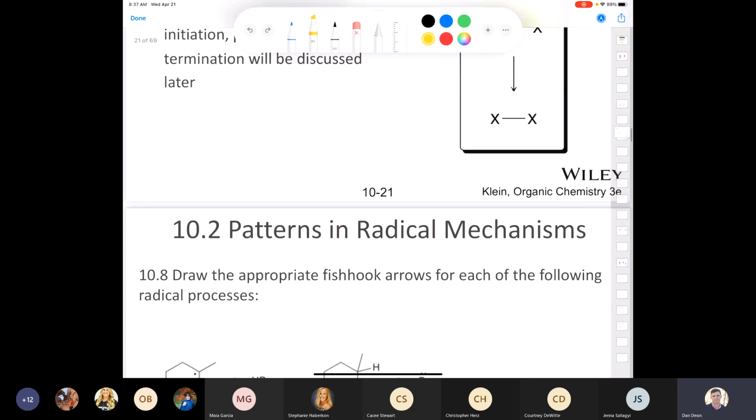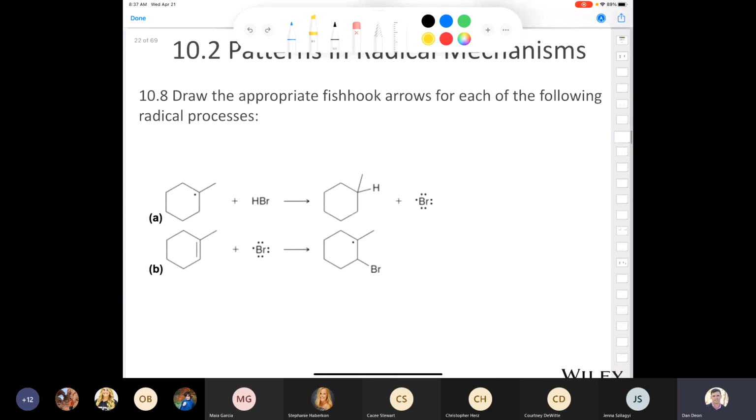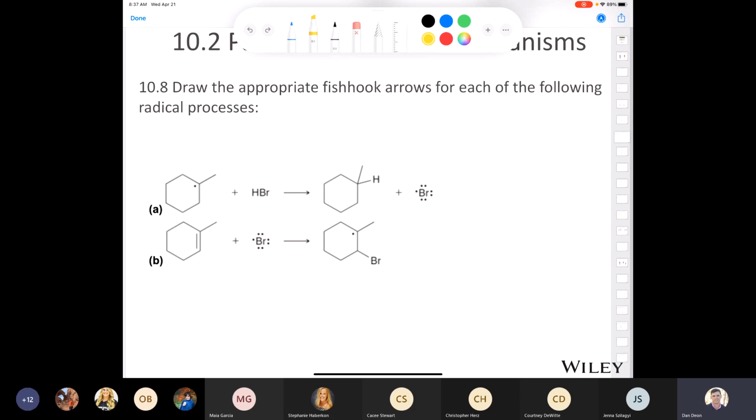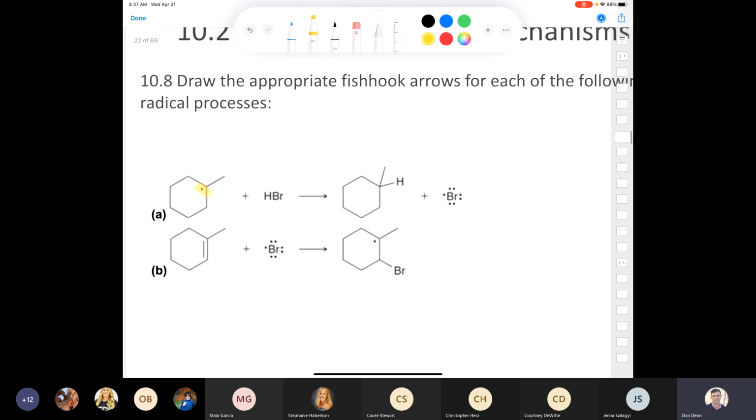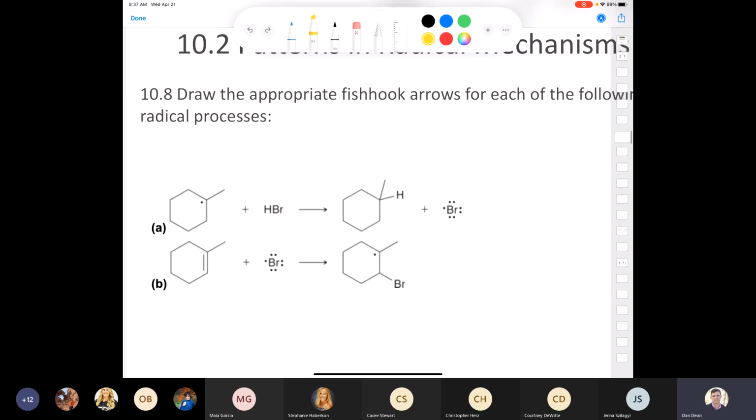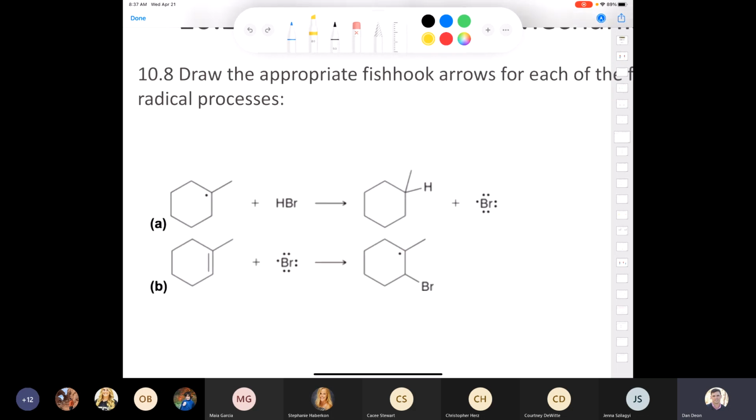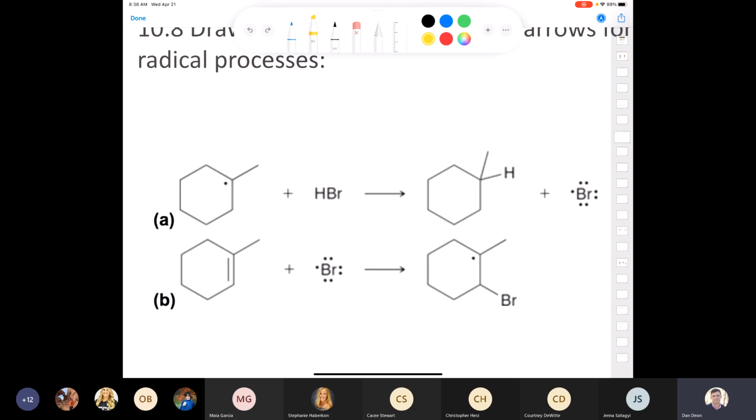Well, with some of that knowledge in mind, let's take a look and see if we can draw some fishhook arrows. So we're not really thinking about initiation, propagation, and termination, not in depth, but you can see that this is definitely a propagation step, isn't it, right? Because we're starting with a radical and we're ending up with a radical. Same thing here. This is also a propagation, right? We're starting with a radical and we're ending up with a radical. Anyhow, that's not really what I'm concerned with at the moment. I want us to see if we can draw the fishhook arrows to represent this reaction.